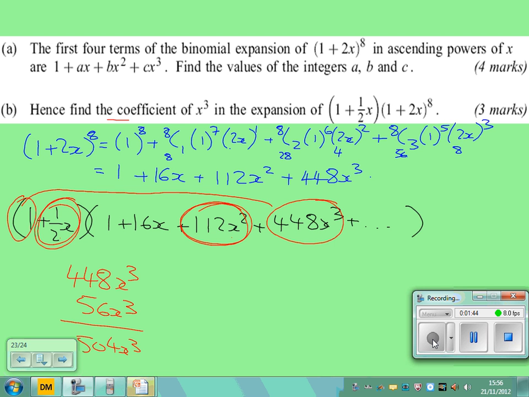What does it ask for? It asks for the coefficient. So the coefficient we want is 504. It's how many x cubeds have we got.